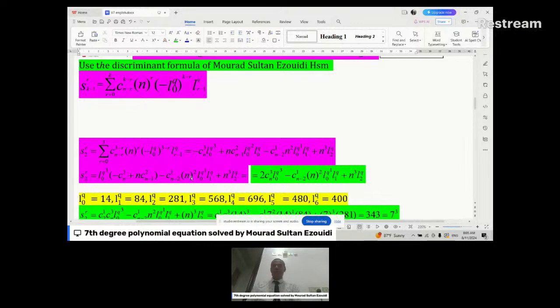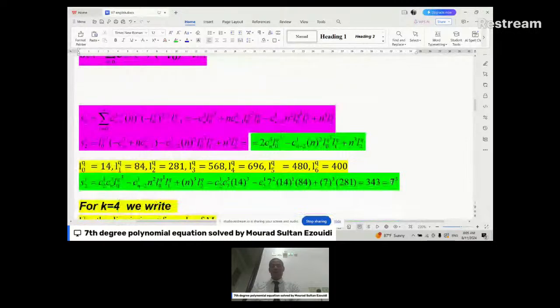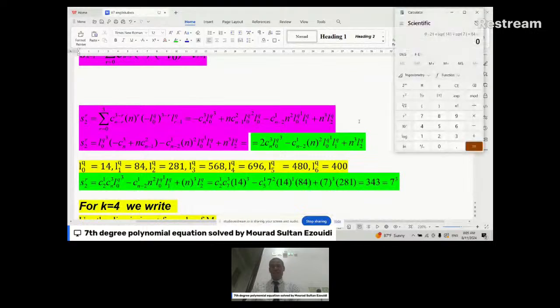So S2, learners, is equal to 2 times combination n choose 3 and L0 to the power 3, minus combination n minus 2 choose 1 n squared times L0 to the power 1 times L1, plus n cubed L2. Now I'm going to work this out for you, and we are going to check that it is equal to 373. Okay, let's start.